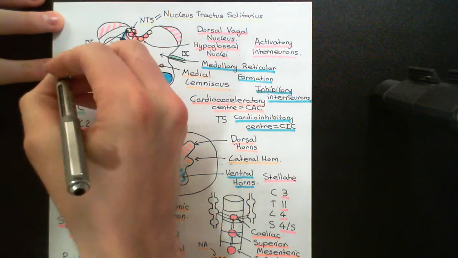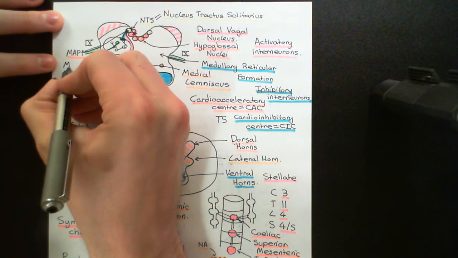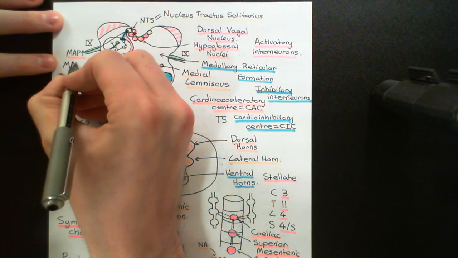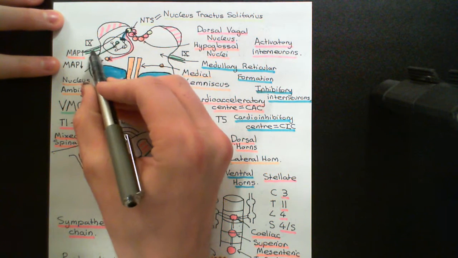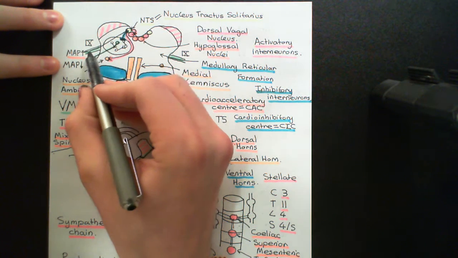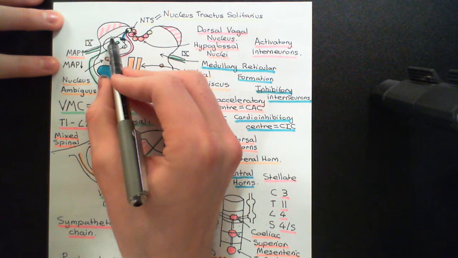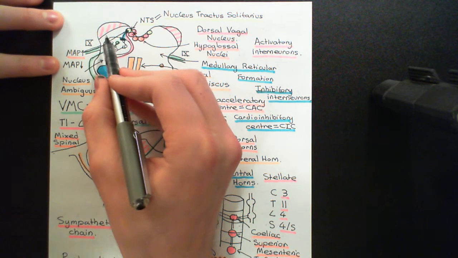Okay, now let's discuss how it works in the opposite situation then, the mean arterial pressure going too low. If mean arterial pressure goes too low, then that means that the frequency of action potentials that is firing along the central process of this baroreceptor afferent is going to fall.